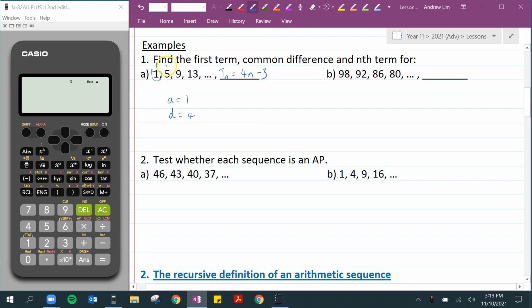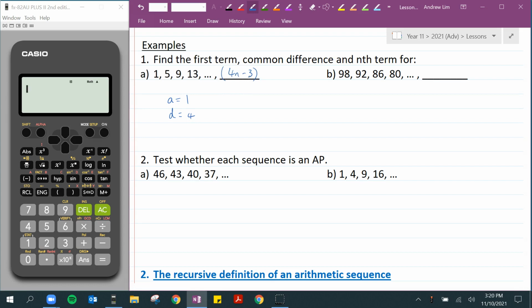Let's see if it works for all the others. 4 times 2 is 8, minus 3, yep. 4 times 3 is 12, minus 3 is 9, good, that works. Now, we don't actually need to write the nth term like that, we can just write it as 4n minus 3, but in brackets. That is our nth term.